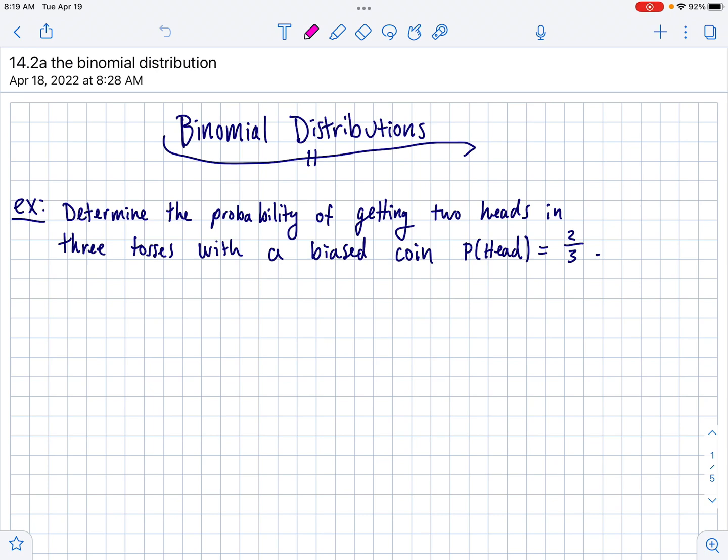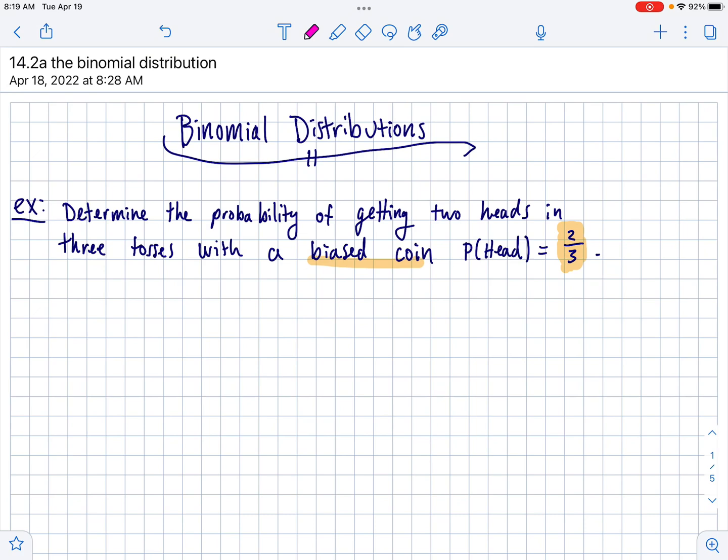Determine the probability of getting 2 heads in 3 tosses with a biased coin. So this coin is not fair. It's not a 1/2 and 1/2. The probability that you get a heads is 2/3, 2 out of 3.